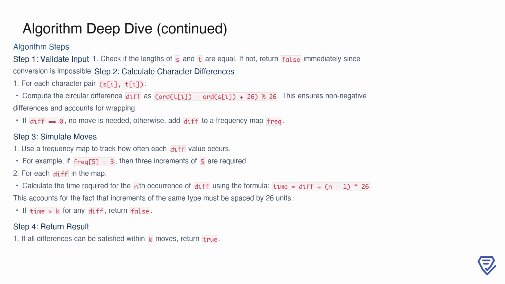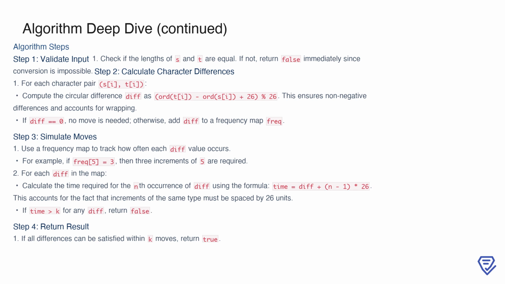This difference is calculated using the formula (ord(t[i]) - ord(s[i]) + 26) % 26. The addition of 26 ensures that we always get a non-negative value, even when wrapping from z to a. If the circular difference is 0, no move is required for that character. Otherwise, we record the difference in a frequency map, which tracks how many times each specific difference occurs.